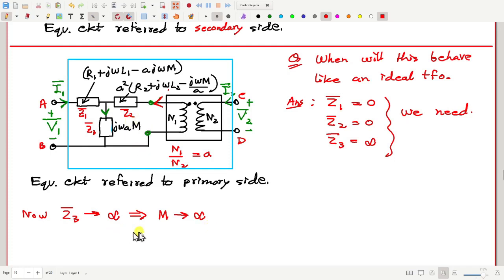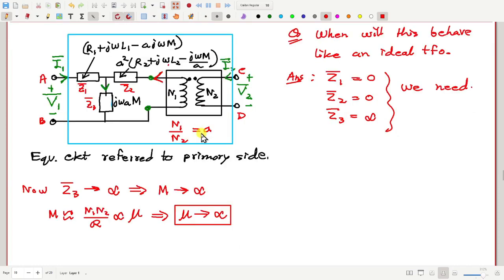And m is what? What is the expression of m? M is approximately equal to N1 N2 by the reluctance of the core, which depends on the permeability of the core. So we need this permeability to be very large. Recall that was one of our assumptions for an ideal transformer. So that is one thing we need: a very high permeability core.